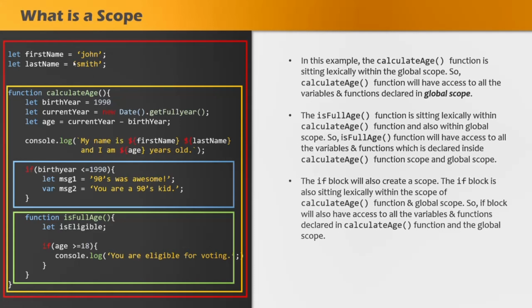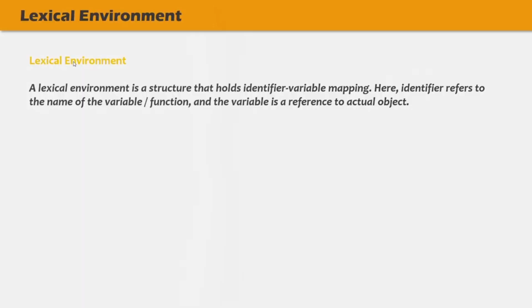All right. So now we know what is lexical scoping. But how does this lexical scoping get created during the creation phase of the execution context? That's what we are going to understand in this lecture. So to create the scope chain for an execution context, we use something called lexical environment. Now, lexical environment is like a structure that holds identifier variable mapping. Here, identifier refers to the name of the variable or the function, and variable is basically the reference to the actual object. And this we will understand with an example.